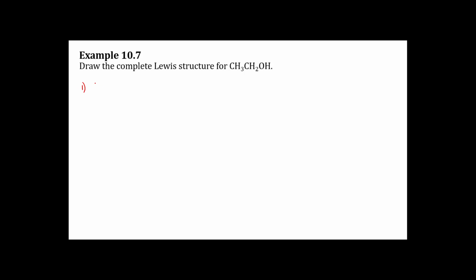So first, I'm going to pull these out. I have 2 carbons, 6 hydrogens, and 1 oxygen. So this is 2 times 4 for valence electrons. I have 6 times 1, and I have 1 oxygen, which we're just going to leave with its valence electrons. So we have 8, 6, and 6. So this gives me a total of 12 and 8. This is 20 valence electrons to work with.